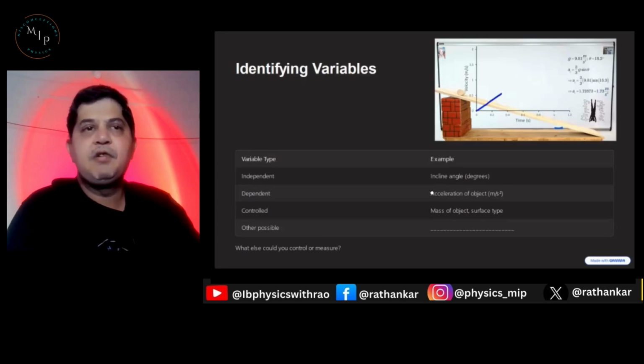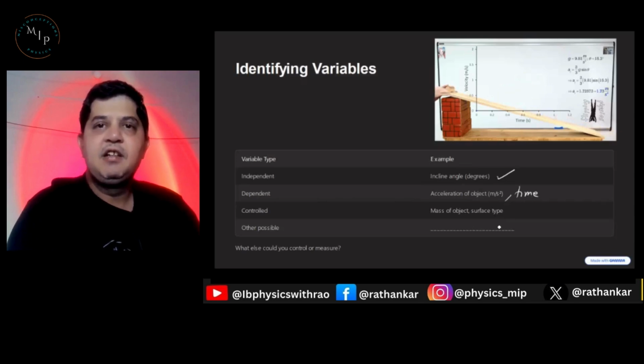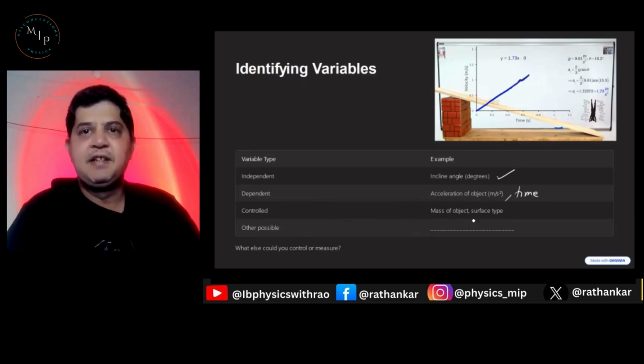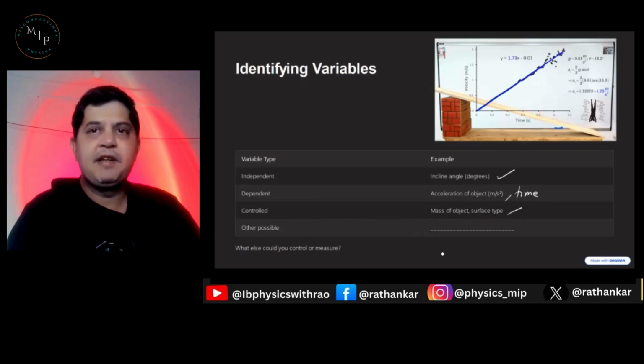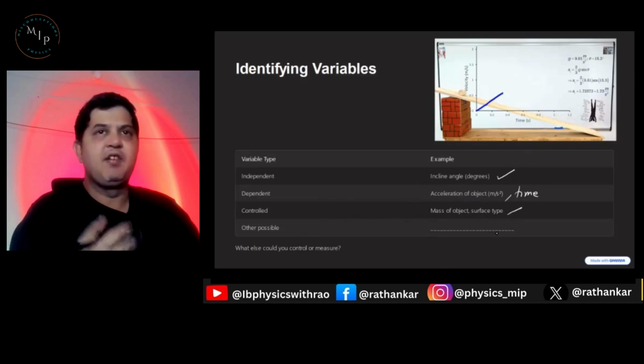Okay, so this is what you are going to do. You are going to find out the independent variable, which we have defined already. The dependent is the acceleration of the object, and maybe the time taken. The controlled variables are the mass of the object. You are not going to change the mass. You are not going to change the surface type. Everything remains the same. Any other possible conditions you have, you can mention all this.